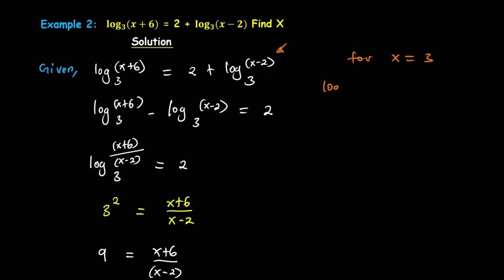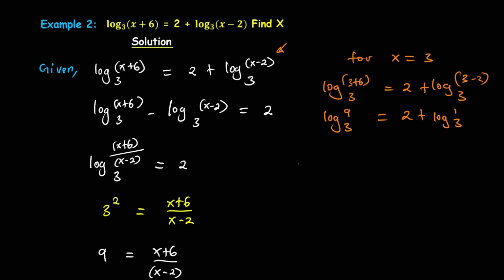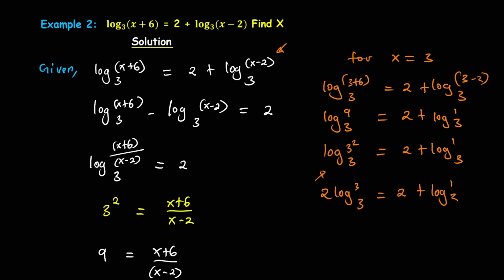So we will have log of 3 plus 6 to base 3 equals 2 plus log of 3 minus 2 to base 3. And 3 plus 6, that's 9. So we will have log of 9 to base 3 equals 2 plus log of 1 to base 3. But 9 is the same as 3 squared. So we will have log of 3 squared to base 3 equals 2 plus log of 1 to base 3. And from the power rule, 2 will become a coefficient of this logarithm. So we will have 2 log of 3 base 3 equals 2 plus log of 1 to base 3.